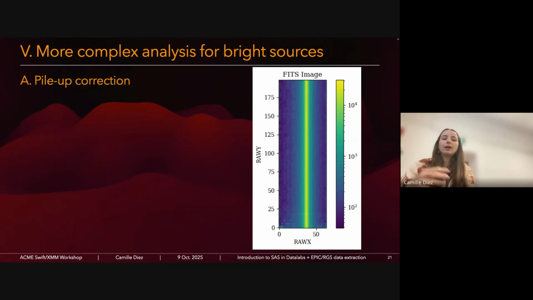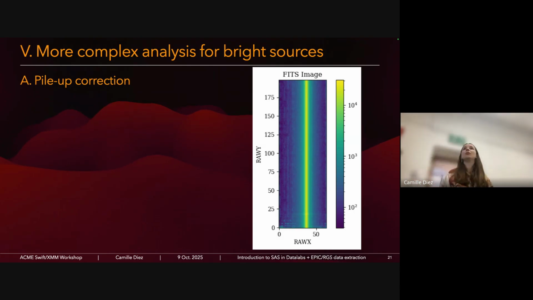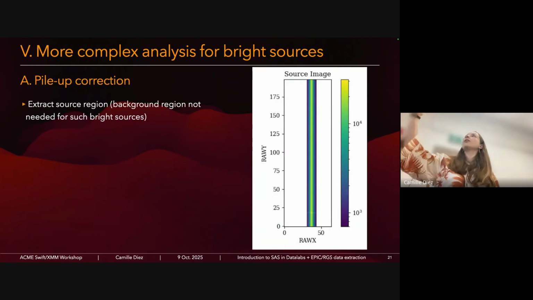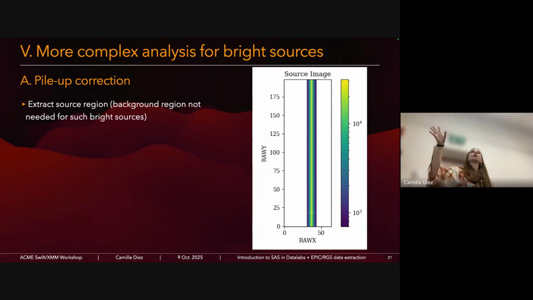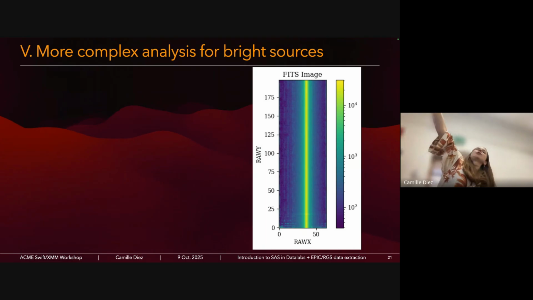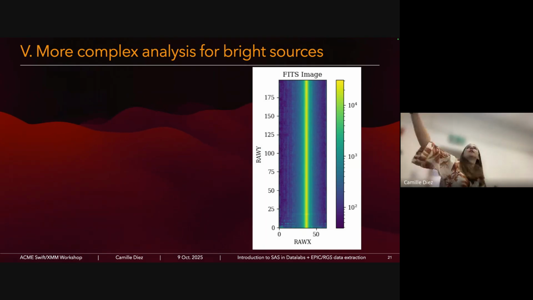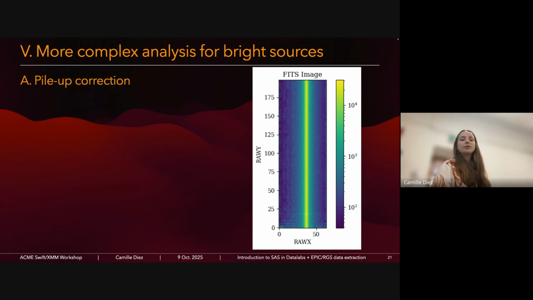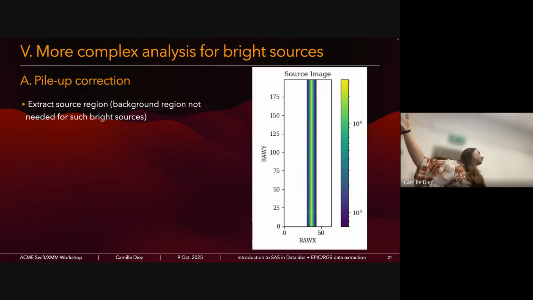Now back to the complicated case of bright sources. Now we will do the steps for the pileup correction. Here you have again your image. What you do is extract the source region. If we go back, I went a bit fast. Here, the source region is these very bright stripes. So you extract it, which means you remove the rest.